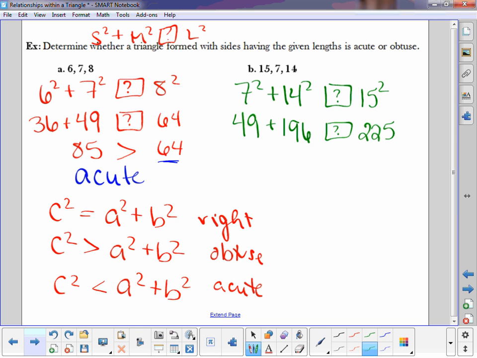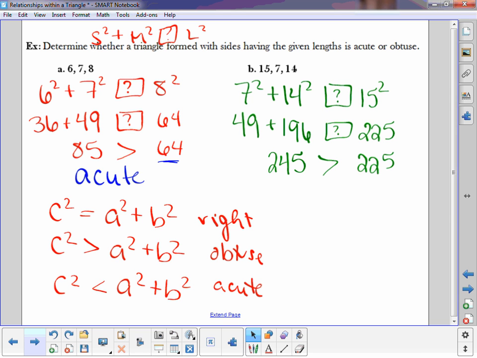All right. So 49 and 196. What is that value? It's just bigger. 245. And how does that compare here? So this is another acute. My c squared is smaller. Questions with that?